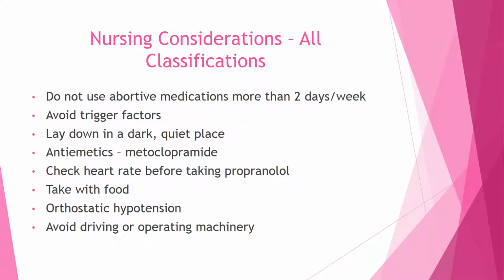Check the heart rate before taking propranolol. So if it's less than 60, don't give it. They can take these with food to avoid the GI distress. Orthostatic hypotension, once again, having them change position slowly. If they have a portable or if they come into the office, do a 3-way blood pressure on them. And then avoid any driving or operating machinery.